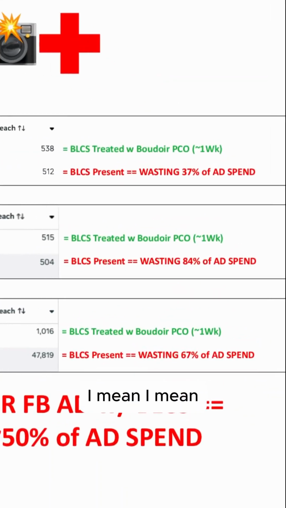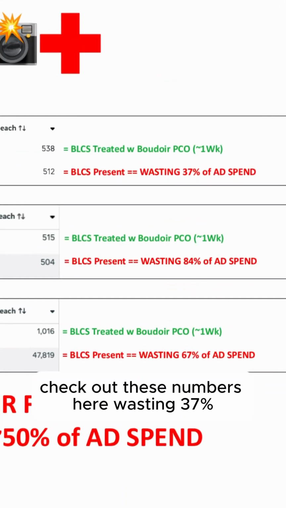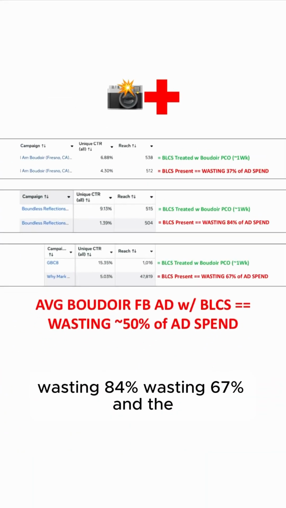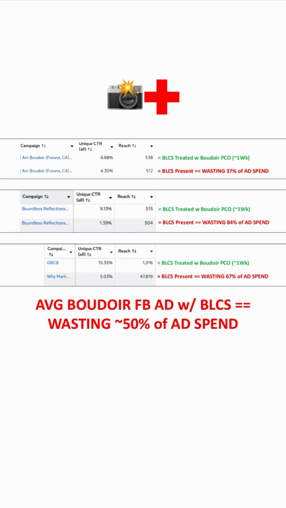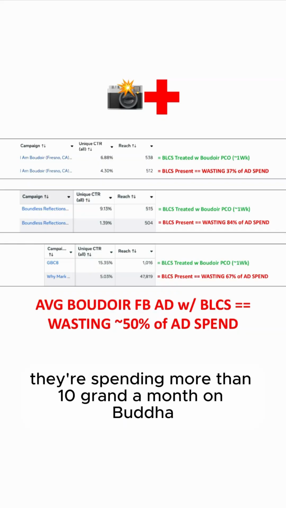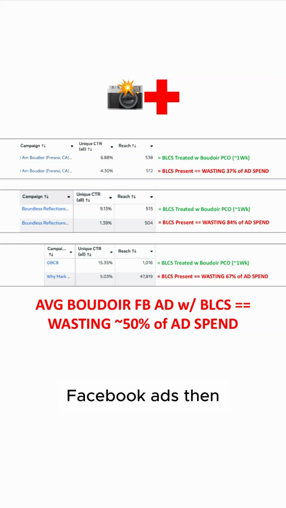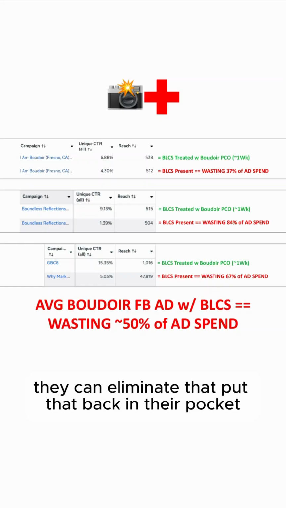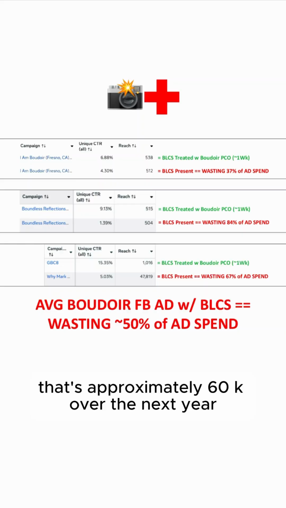I mean, check out these numbers here: wasting 37%, wasting 84%, wasting 67%, and so they're spending more than 10 grand a month on Boudoir Facebook ads. Then on average, 5K a month is being wasted. They can eliminate that, put that back in their pocket. That's approximately 60K over the next year.